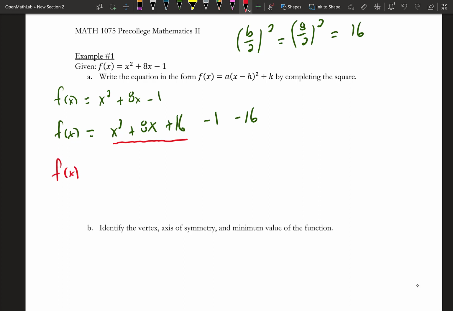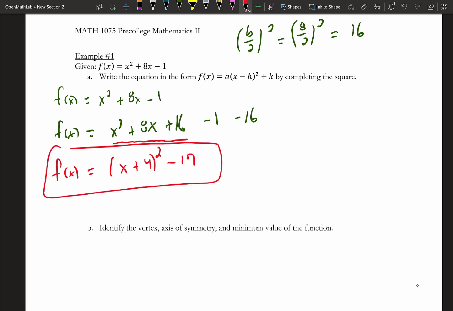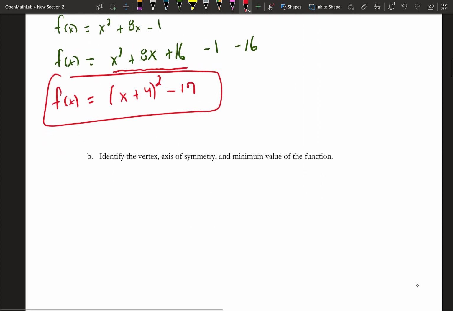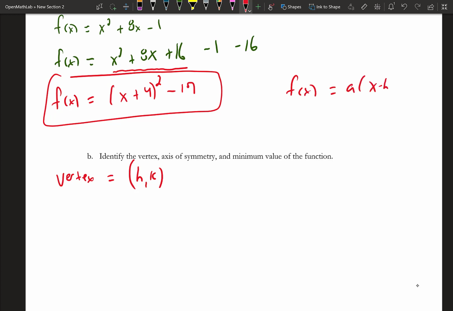So then what we get is f of x equals x plus 4 quantity squared, and then minus 1 minus 16 is minus 17. This equation is in the form that we're after. What we want to do is identify the vertex, axis of symmetry, and the minimum value of the function. The vertex is going to be h comma k. But be careful, remember the format of the equation we looked at before: h here is actually going to be negative 4, because this would be like minus negative 4, to get the plus. And k is negative 17, so the vertex is at negative 4 comma negative 17.